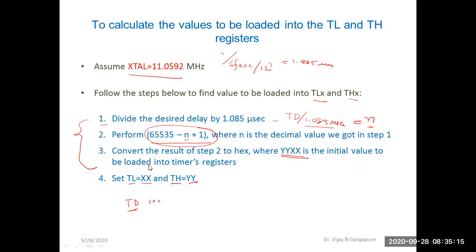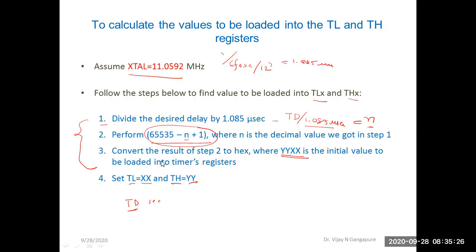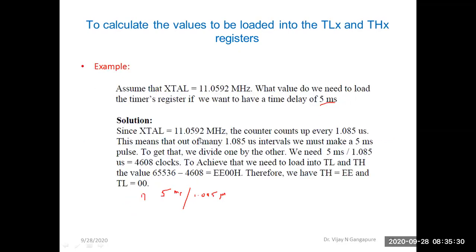Okay, then I will put that value here in this formula: 65535 minus, what is that value? That is 4608. So 65535 minus 4608 plus 1. So that value I will get. Okay, if I convert that decimal value into hex, I will get EE00.